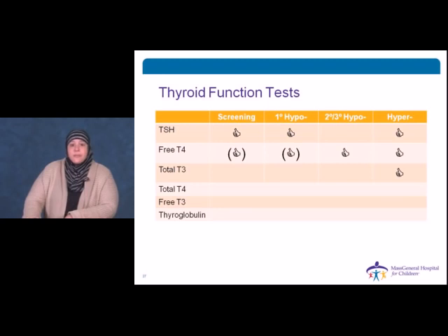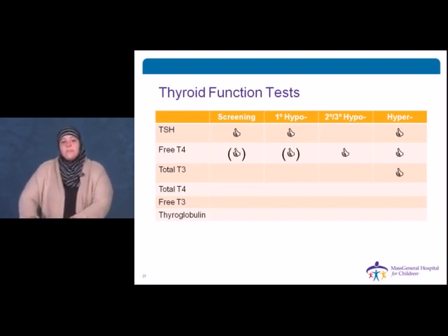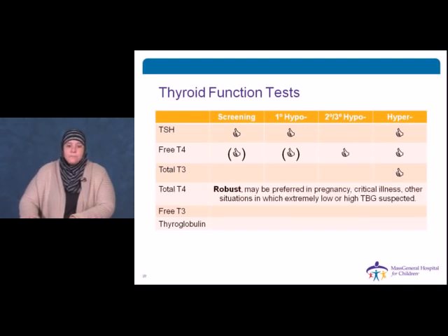And for hyperthyroidism, we send TSH, free T4, and total T3. The reason for this is because there's altered deiodinase function in hyperthyroidism, and often we can have what we call a T3 predominance, where the total T3 is relatively more elevated than the free T4 is. So we send all three of these.